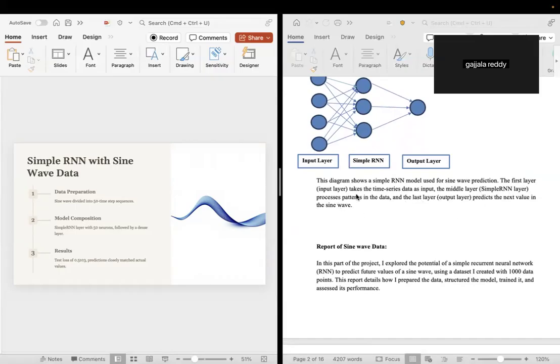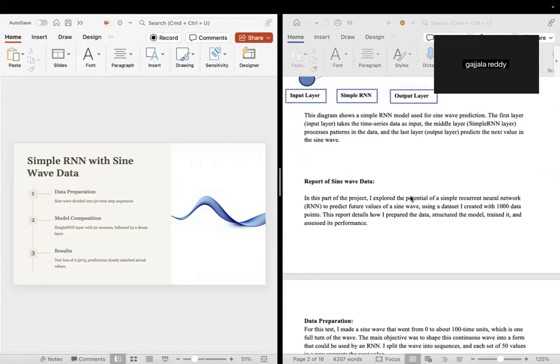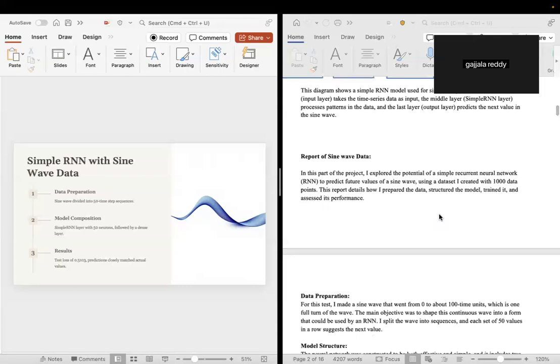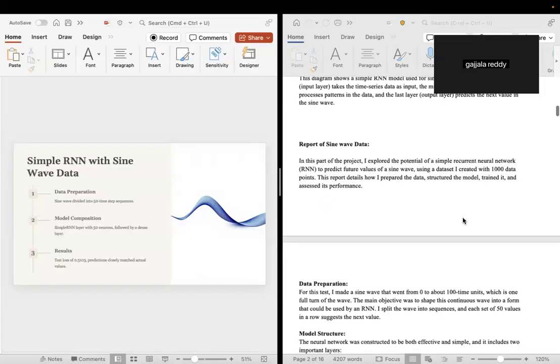The first layer, the input layer, takes the time series data as input. The middle layer, the simple RNN layer, processes patterns in the data. And the last layer, the output layer, predicts the next value in the sine wave. The report of sine wave data: in this part of the project, I explored the potential of a simple recurrent neural network, RNN, to predict future values of the sine wave using a dataset I created with 1000 data points.